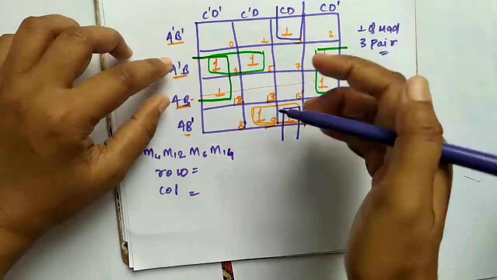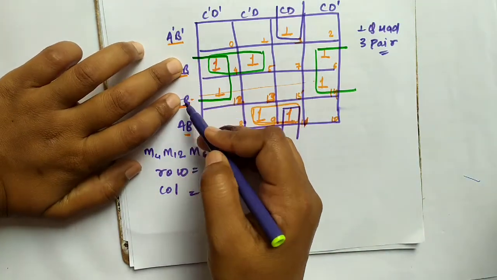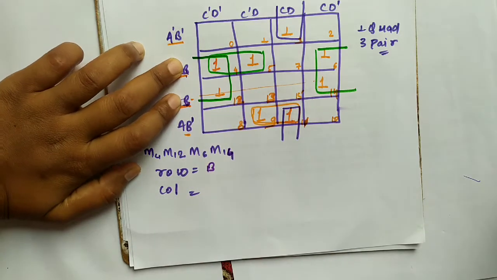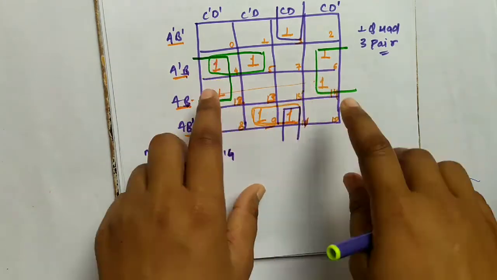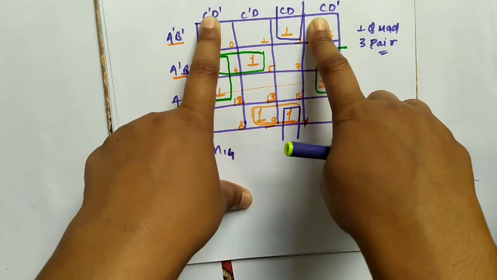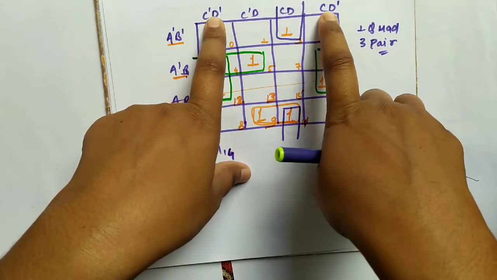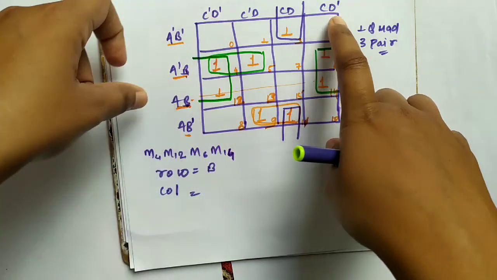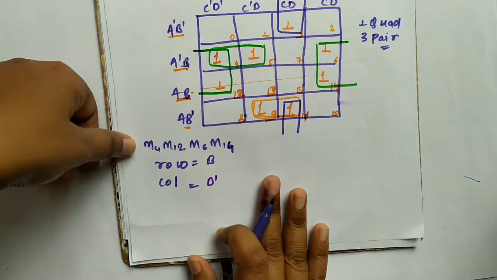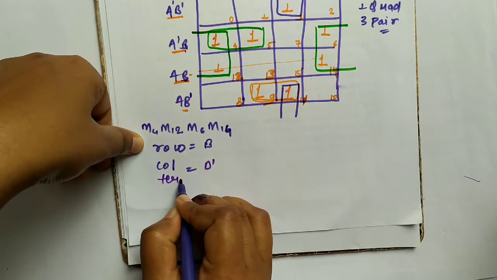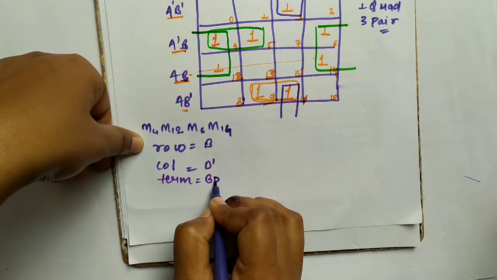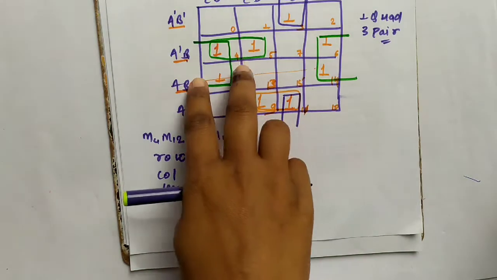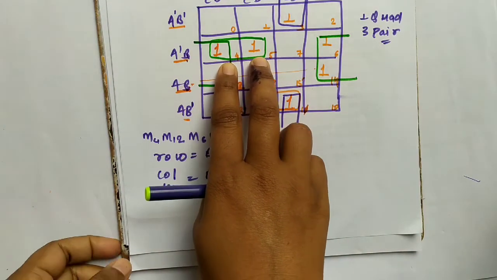In both rows there is one common value, that is B. And for that column, there is one common value, that is D dash. So here we write D dash. So the term is BD dash.